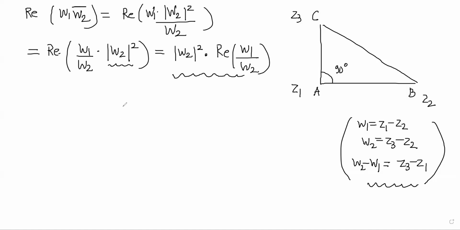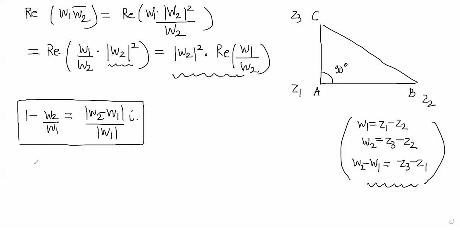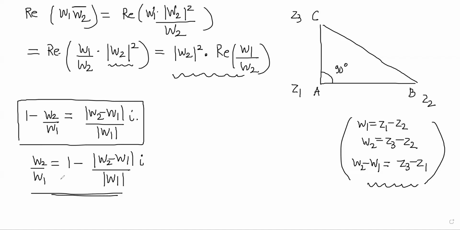Now remember, we have just now proved that 1 minus W2 by W1 was modulus of W2 minus W1 by modulus of W1 times I, right? This we have gotten just now. So from here, we can say that W2 by W1 is equal to 1 minus mod of W2 minus W1 by mod of W1 times I, right? Why am I focusing on this right now? Because ultimately I have to find real part of W1 by W2, and here I already got a condition on W2 by W1.